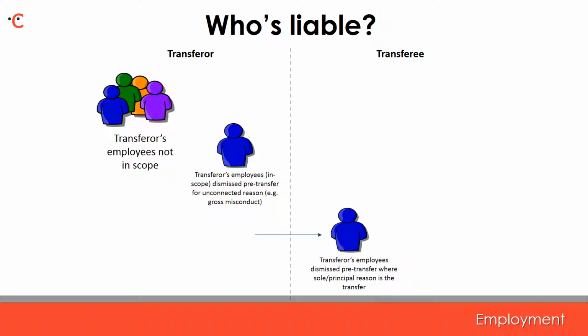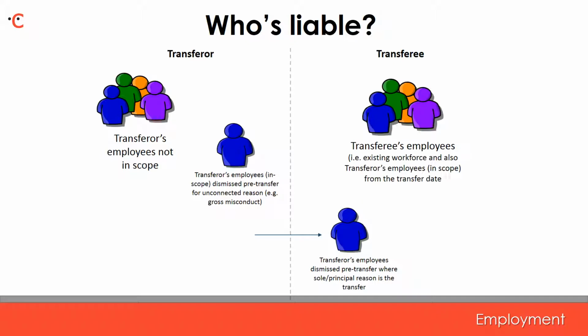The transferee will be liable for the unfair dismissal of any of the transferor's employees who are in scope to transfer and are dismissed by the transferor before the transfer, where the sole or principal reason for the dismissal is the transfer. And the transferee will also be liable for the unfair dismissal of any of its employees, and this will include dismissals relating to its existing workforce before and after the transfer. And of course, the transferee inherits employees under TUPE, and so it will also be liable for any dismissals of these transferring employees after the transfer.